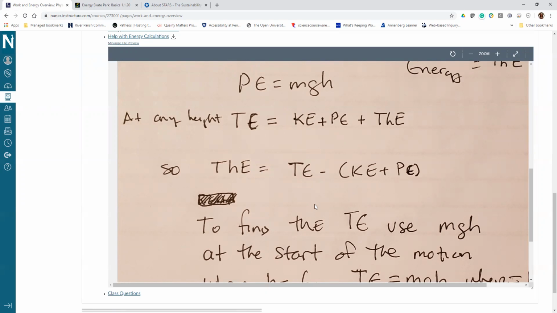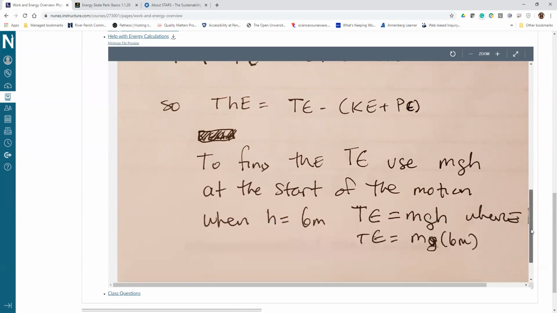Well, the total energy is what you would have when you're at 6 meters. To find the total energy, you have to plug in 6 meters into mass times gravity times height, which is easy, right? The height is 6 meters, gravity is 9.8, and the mass of the skater is 10. So that tells you the total energy. In other words, what's the most energy that the skater would ever have? And that's your total energy. And then that's what gets plugged in here every time.